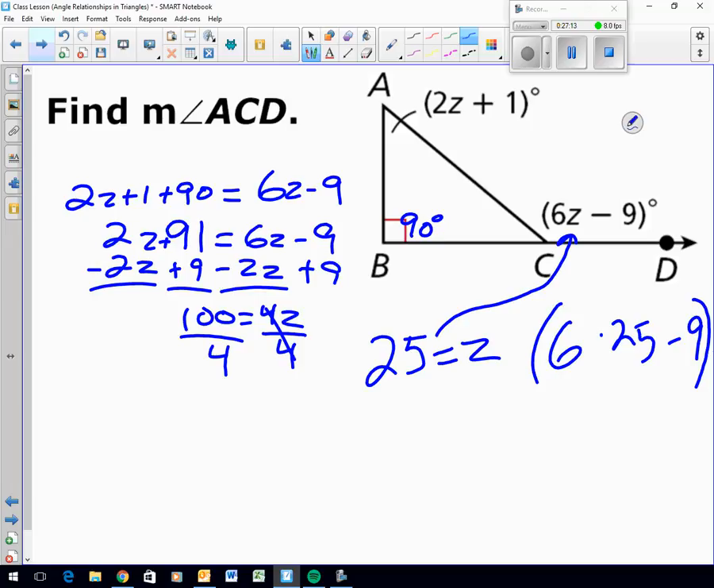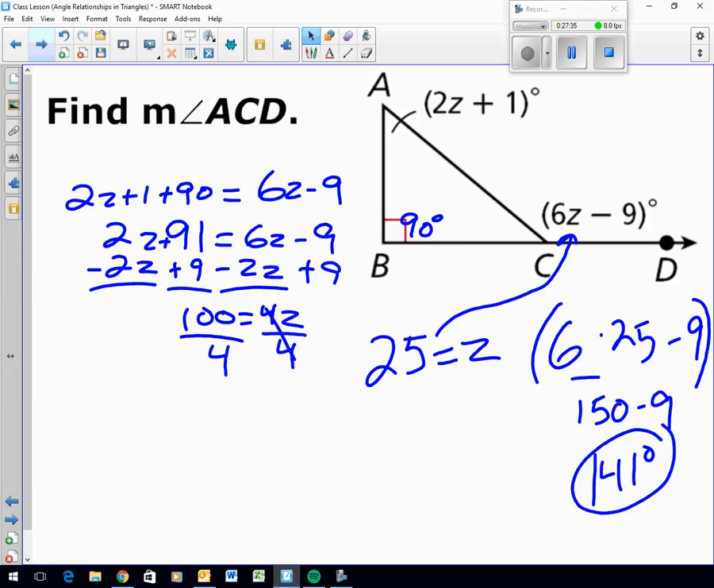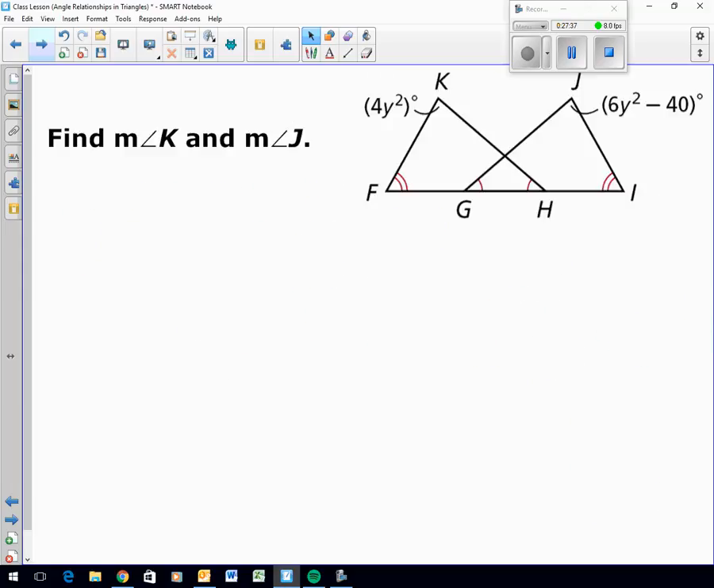Mr. Dansby, stop talking. Thank you. Inside my parentheses, do I have an exponent? Do I have multiplication? What's 6 times 25? 150. What is 150 minus 9? Hot diggity dog. We got it. We got it. One more big thing to go over.